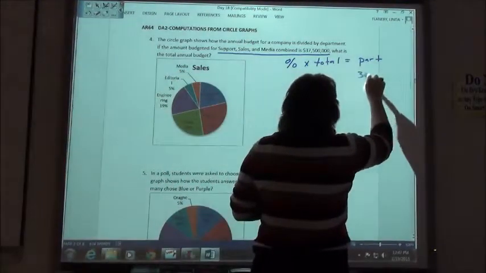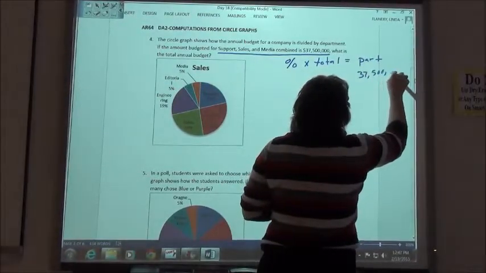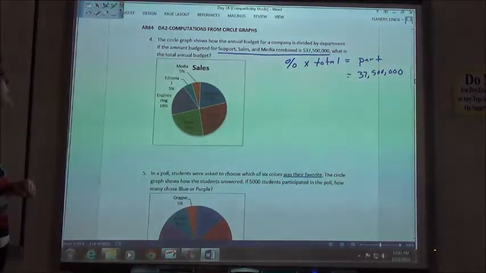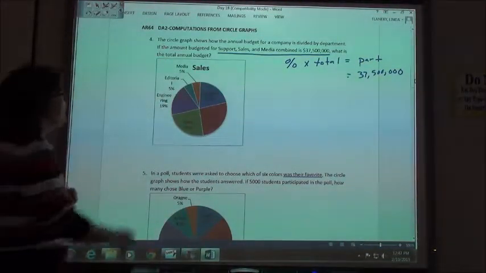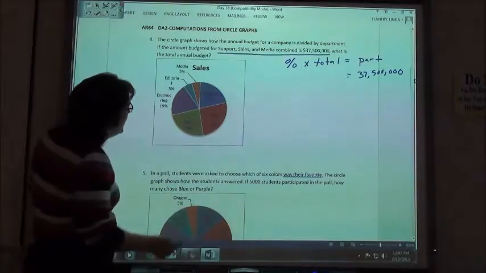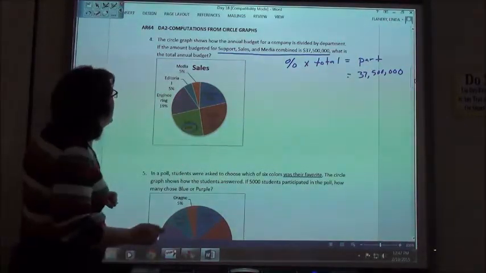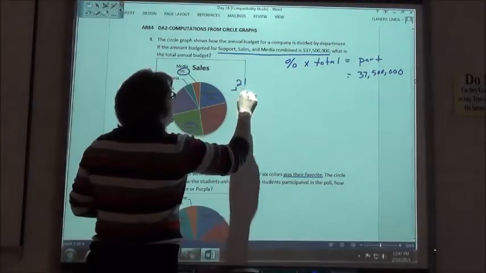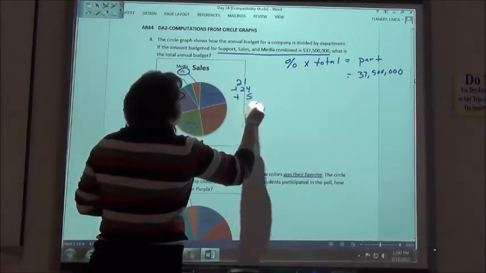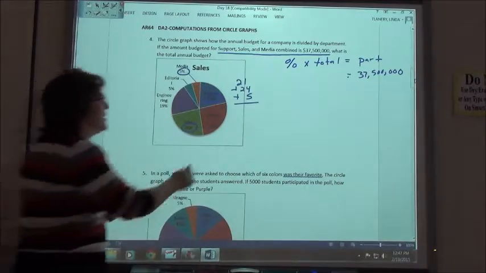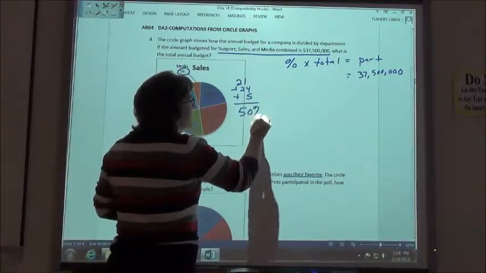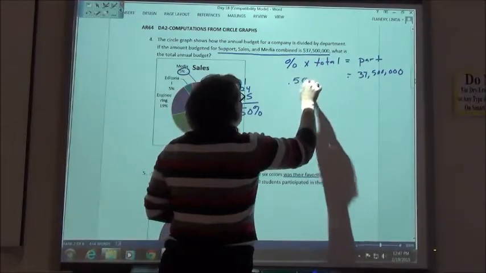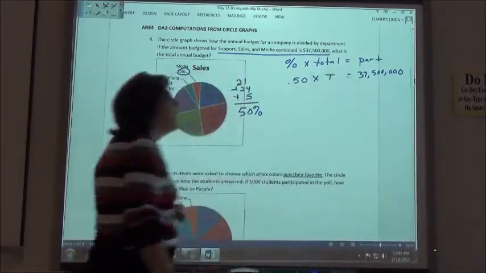So that $37,500,000 is over here. We can figure out the percent because we're going to add up the percents from our circle graph here. Support was 21%, sales is 24%, and media is 5%. So 21 plus 24 plus 5 gave you what percent? 50%. So 50% as a decimal is? 0.50. 0.50 times my total is equal to my part.